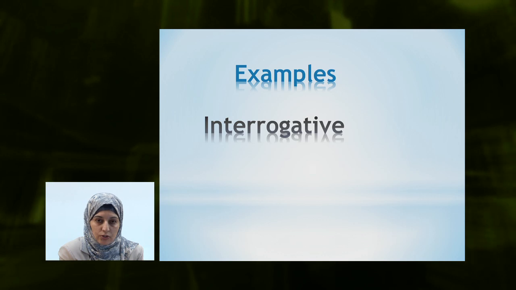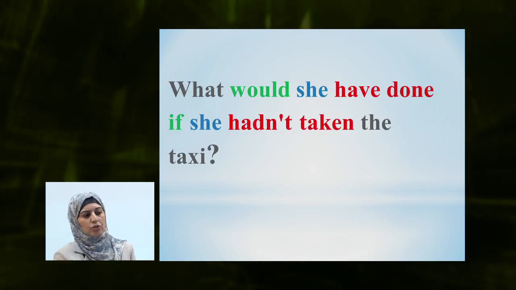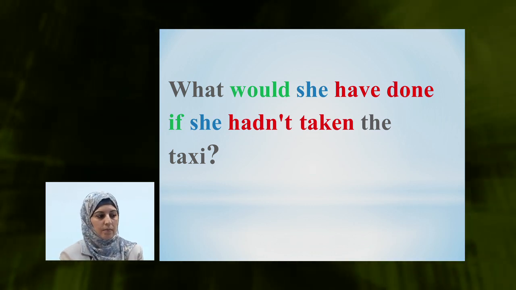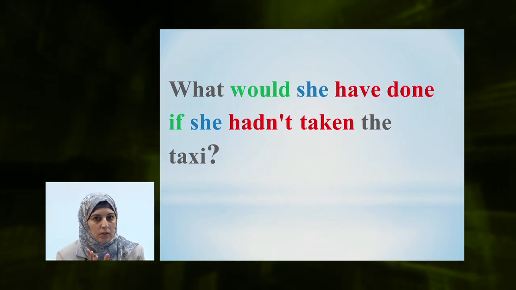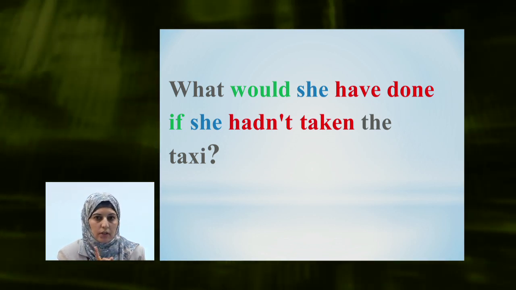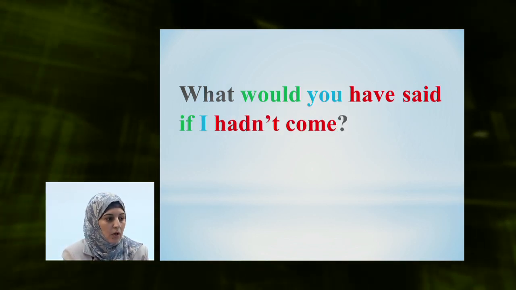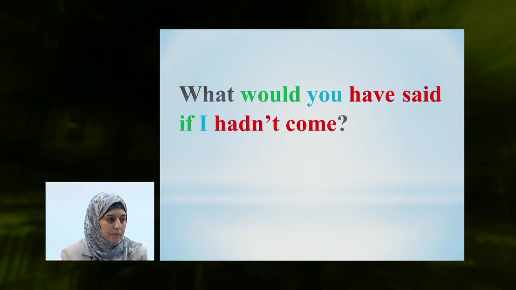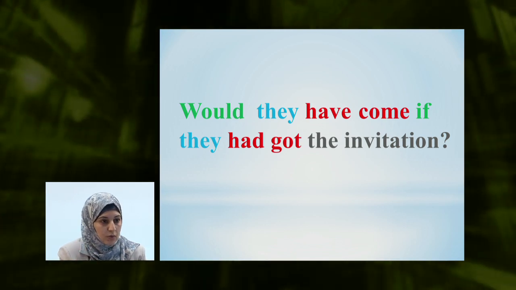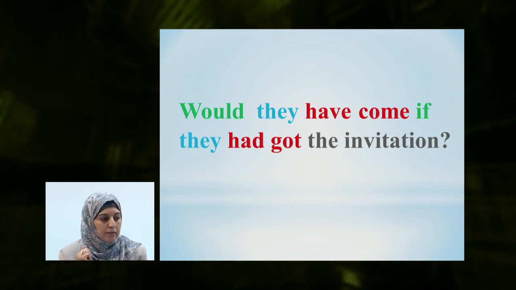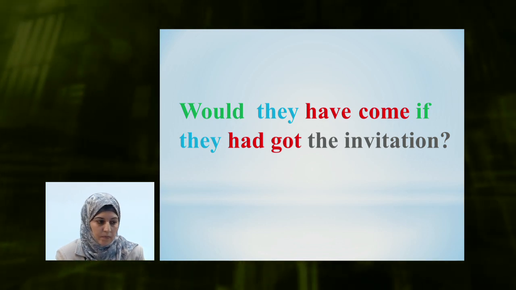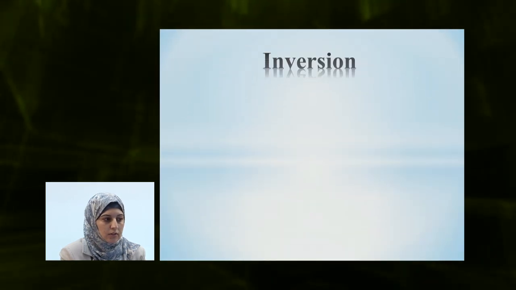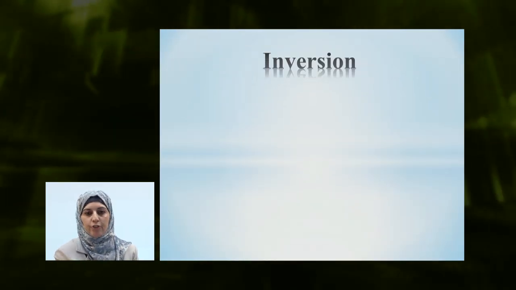More examples about interrogative form. What would she have done if she hadn't taken the taxi? Notice here, we start with the question word what, then would, then the subject. What would you have said if I hadn't come? Let's start directly with would. Would they have come if they had got the invitation?